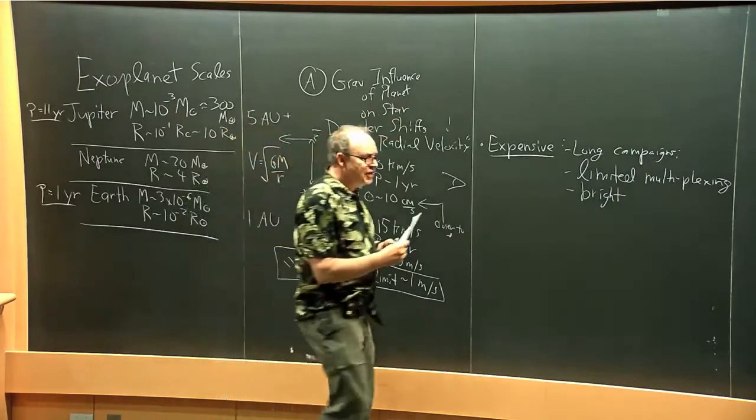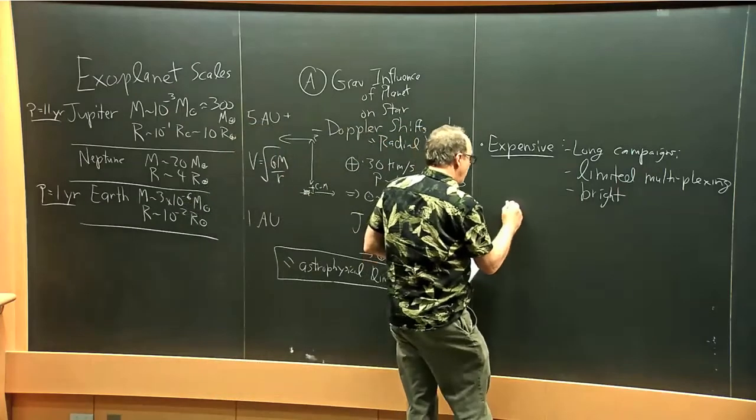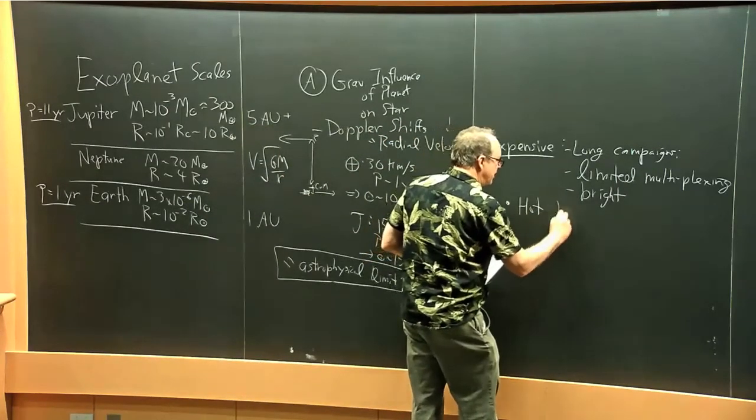Now, the characteristics of these planets are very striking. We found, for example, the existence of families of things like hot Jupiters.